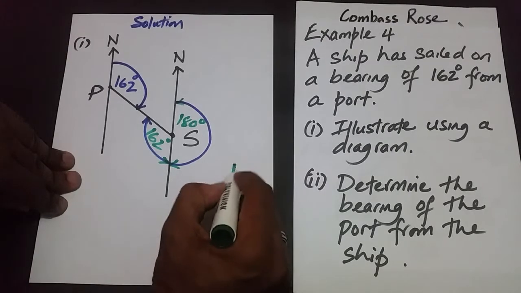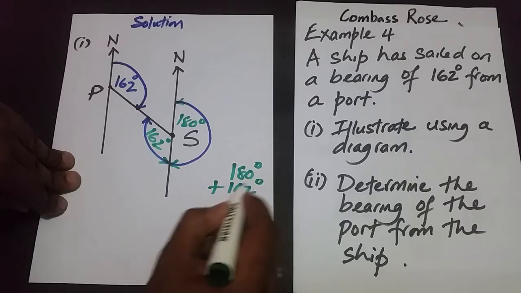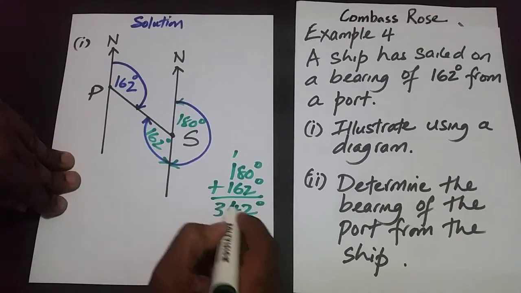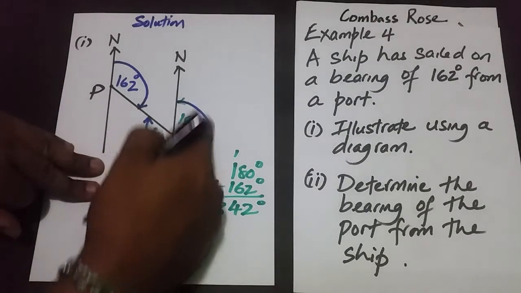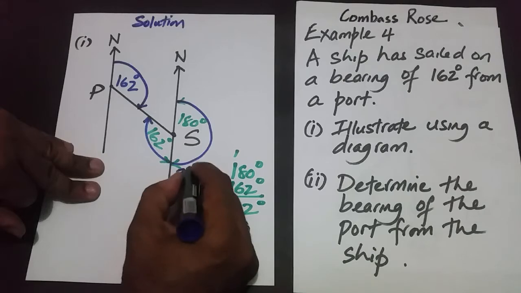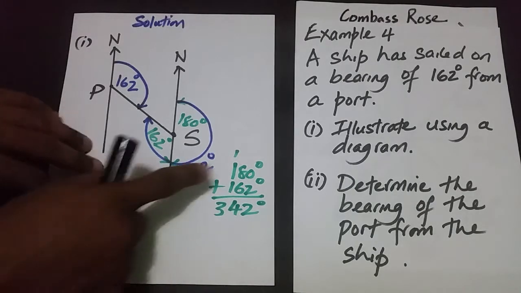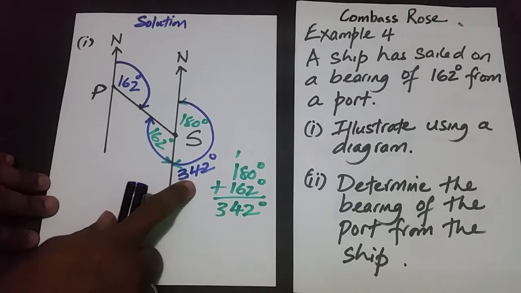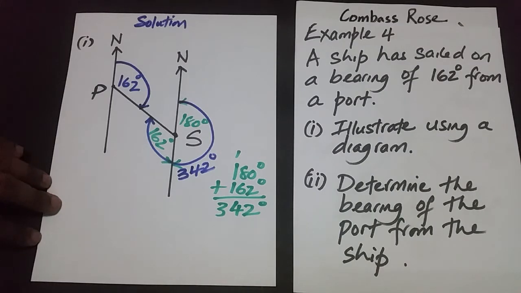So if I were to add 180 degrees to 162 degrees, what I would end up with is 342 degrees. It simply means that this massive angle here is 342 degrees. Okay, so the sum of 180 and 162 is 342, and this 342 degrees would in fact represent the bearing of the port from the ship.